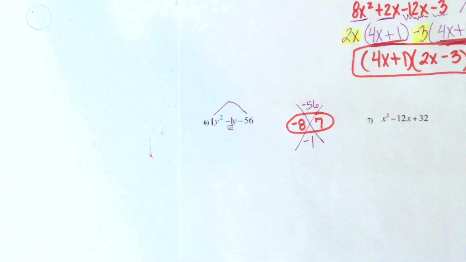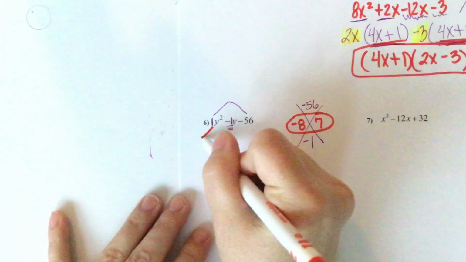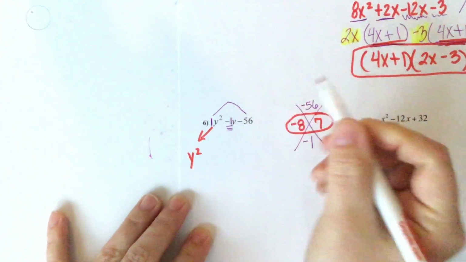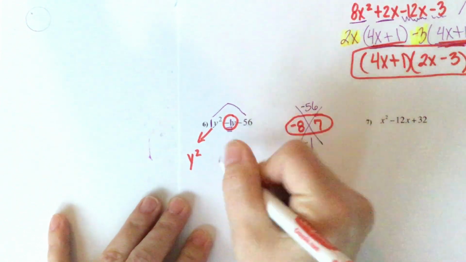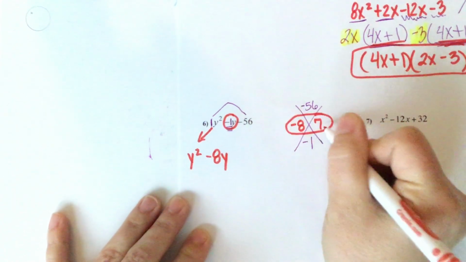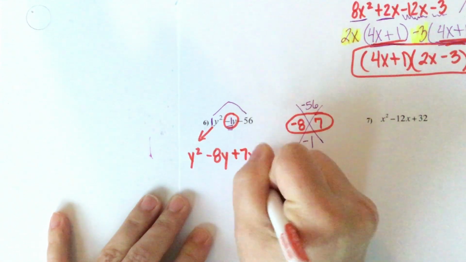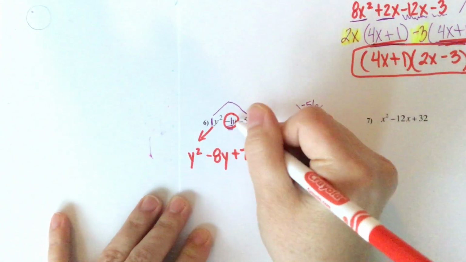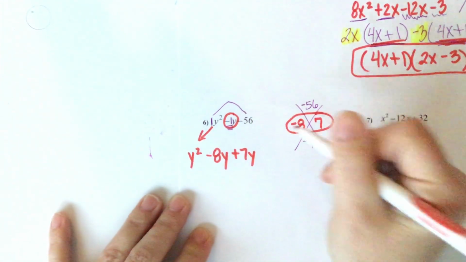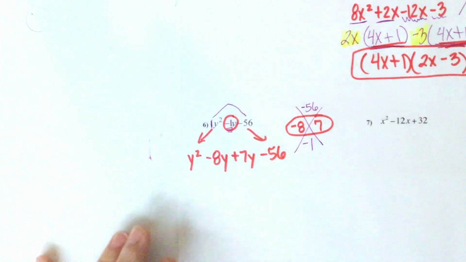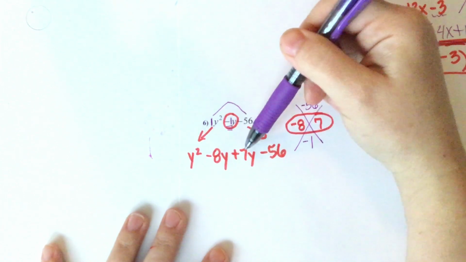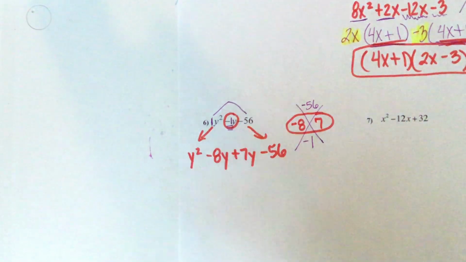Okay, so now I'm going to drop, replace, drop. I drop the y squared. I replace the -1y with these guys. So -8y plus 7y. Remember, you have to put the same variable behind them that the middle guy had. And drop the -56. Now that there's 4 terms, 1, 2, 3, 4, I factor by grouping.